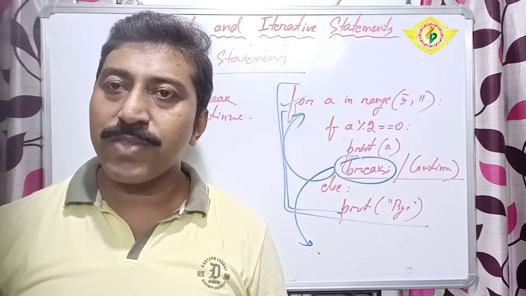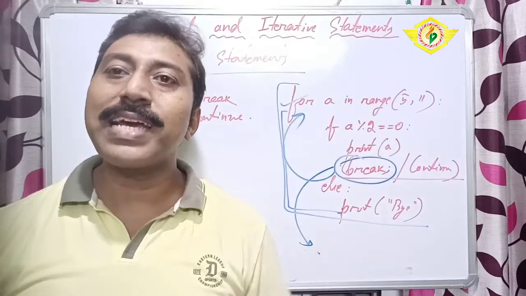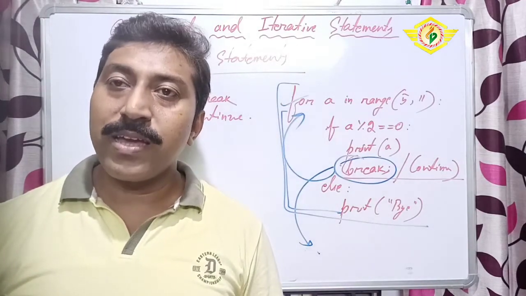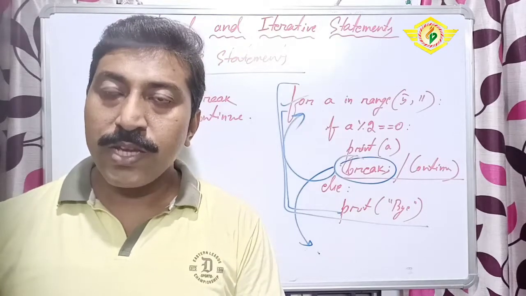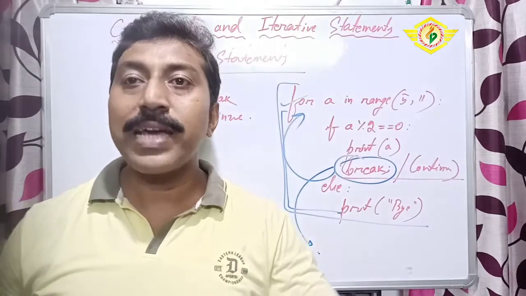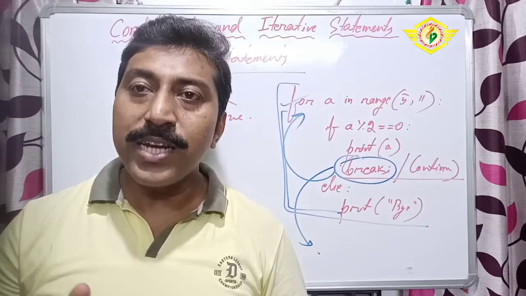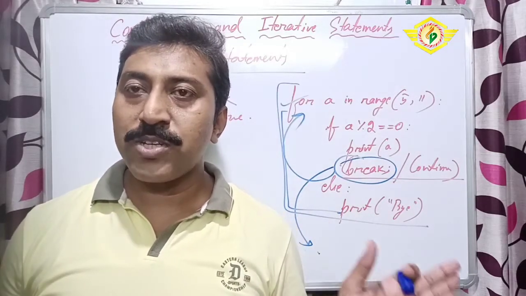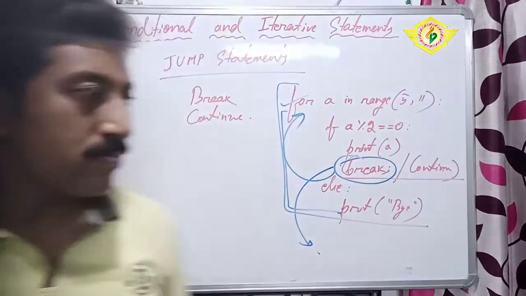Break will exit from the current loop and go for the next loop, but continue will not go for the next loop. It will stop, it will not execute the next statements, and it will continue from the beginning once again. That is the difference between the jump statements continue and break.